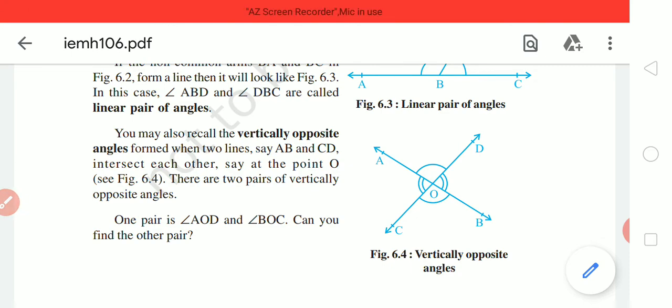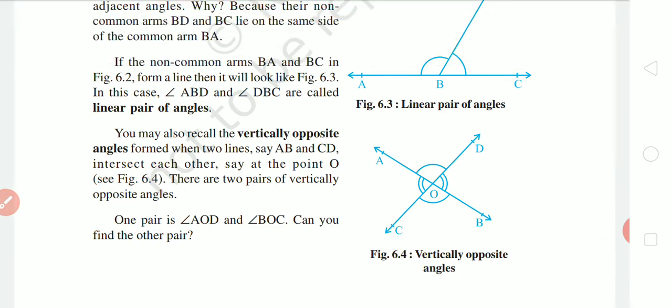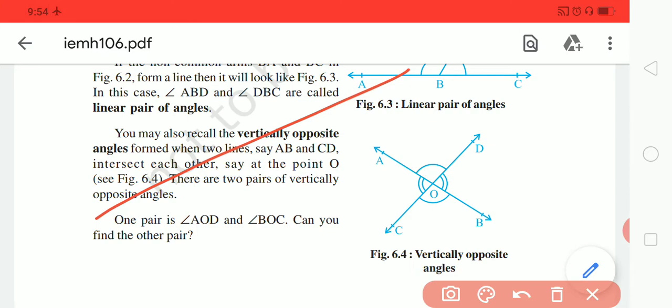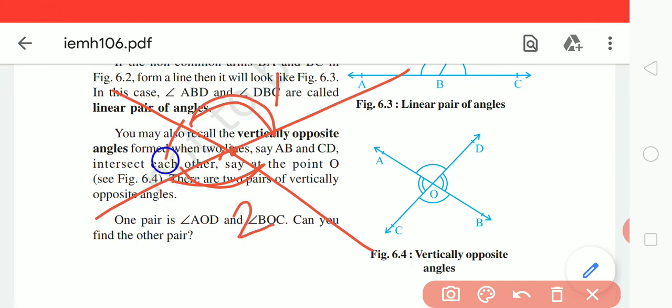Now come to vertically opposite angles. You know that if two line segments cross each other, meaning intersect each other, and you get some angles here, this angle and this angle are equal because they are vertically opposite, and this angle and this angle are equal because they are vertically opposite, right?